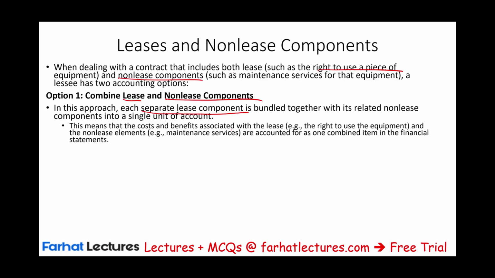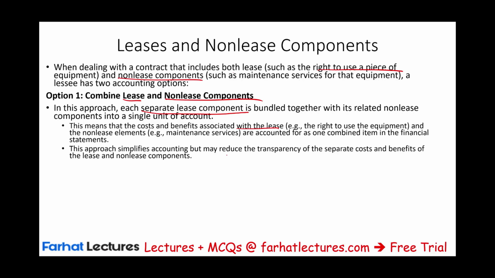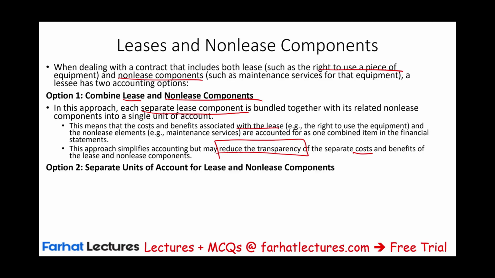This means that the cost and benefit associated with the lease and the non-lease components are accounted for as one combined item in the financial statement. This approach simplifies accounting but reduces transparency, because now you're combining the lease with the service and not showing the separate cost and benefit of the lease and non-lease components. Or you can separate them, a separate unit of account for lease and non-lease components.